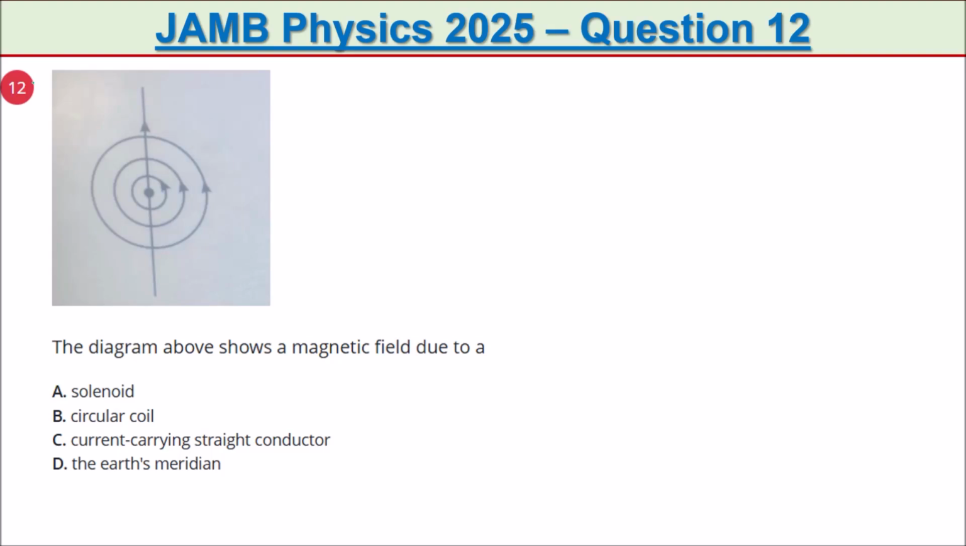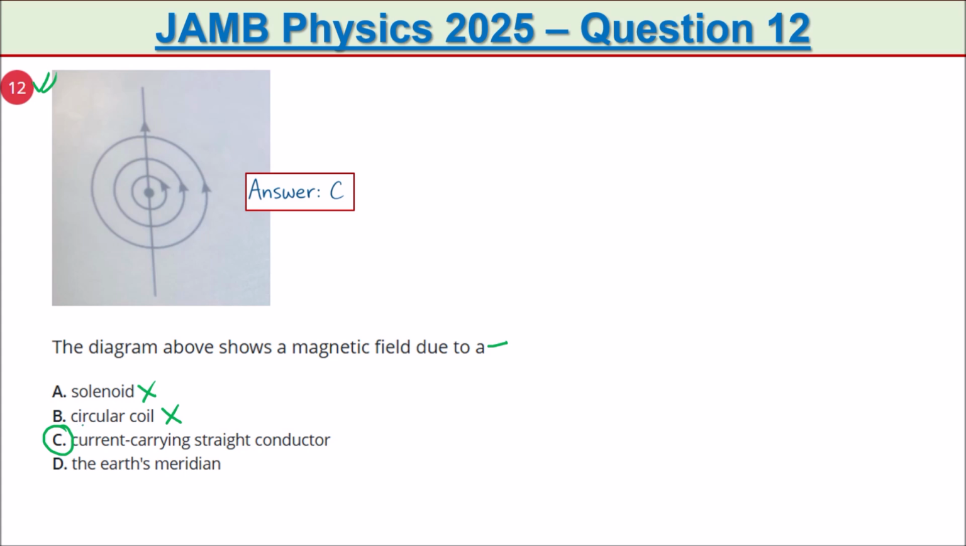Question number 12 reads, the diagram above shows a magnetic field due to a... so you need to find which magnetic field is represented here. Item A reads solenoid, which is wrong. Item B reads circular coil, which is wrong. Item C reads current carrying straight conductor, which is the correct answer. So our answer is C.